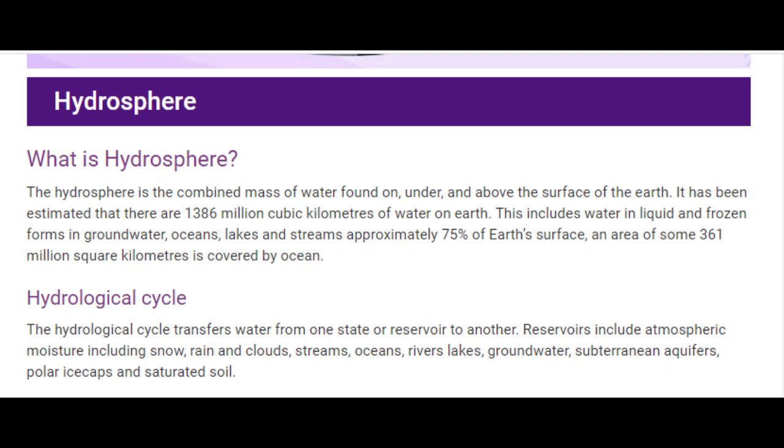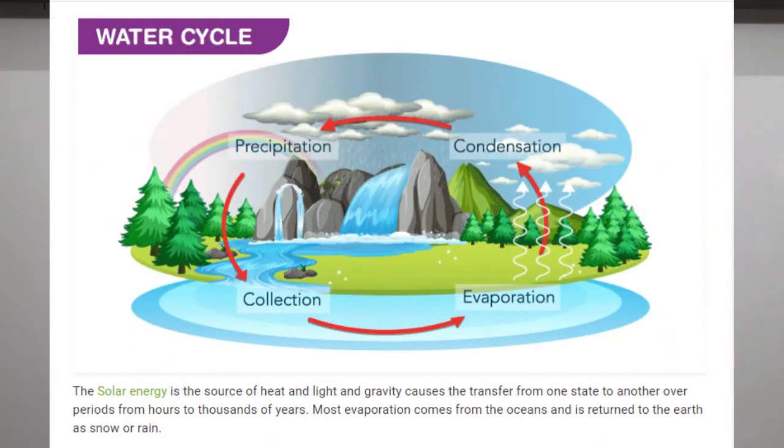Hydrological cycle. The hydrological cycle transfers water from one state or reservoir to another. That is the change of the form of water. Reservoirs include atmospheric moisture, including snow, rain and clouds, streams and oceans, rivers, lakes, groundwater, subterranean aquifers, polar ice caps and saturated soils. Well, you can have a look at the water cycle image being displayed to you.